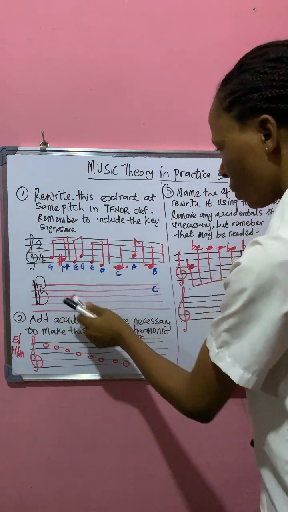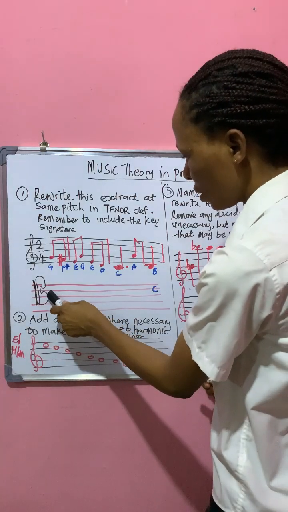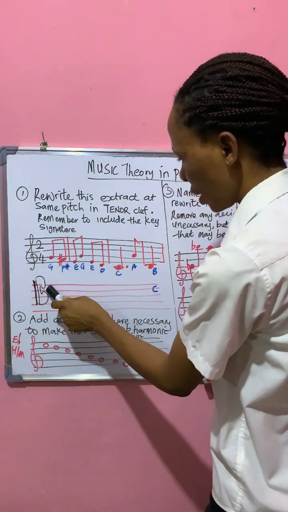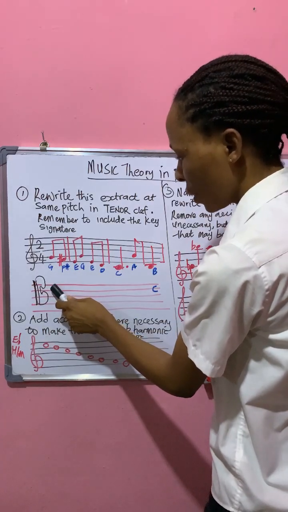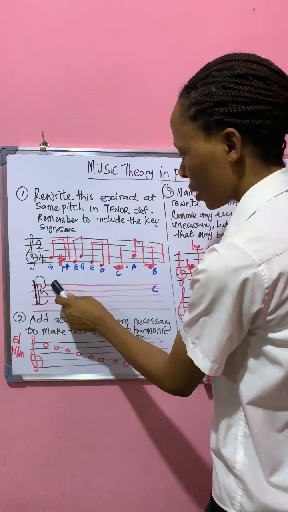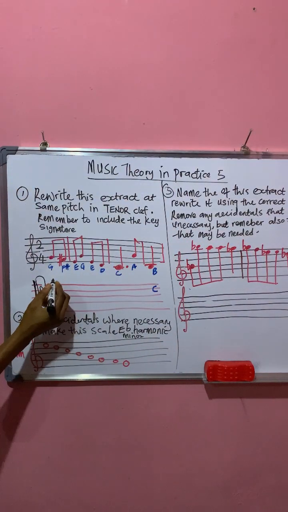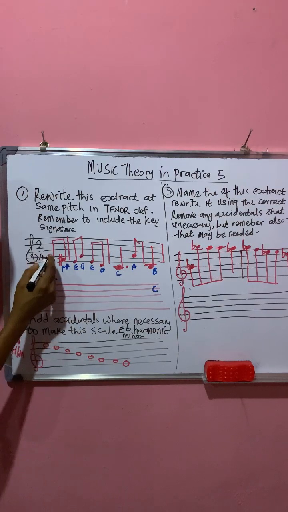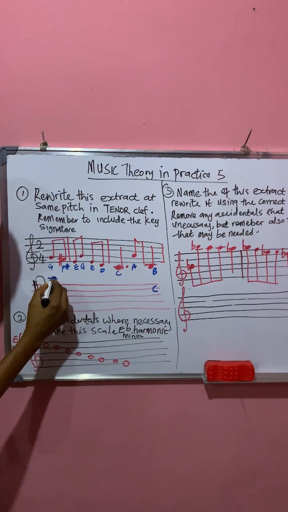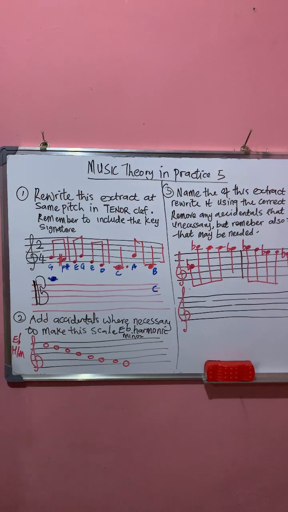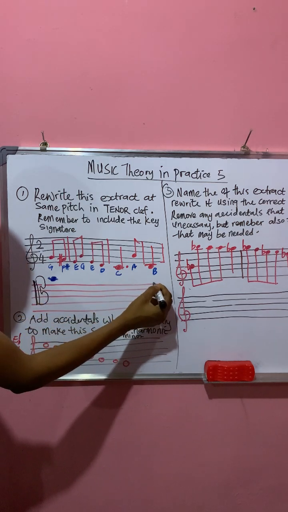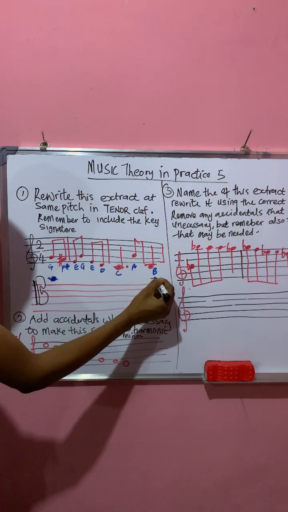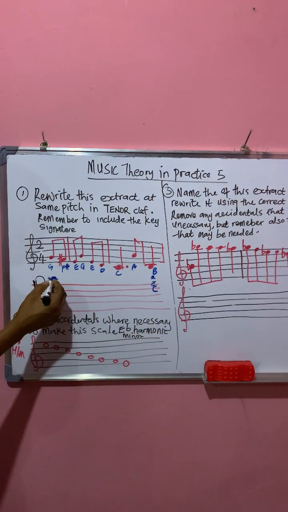Now this is G, right? If this fourth line is C, after C we have D space, we have E line, we have F space, and then the first ledger line here is going to be G. Now let's do the calculation again. In tenor clef, the fourth line is the middle C. After the fourth line, middle C, the fifth line is E, and the first ledger line above will be G. So this is where we get the G.